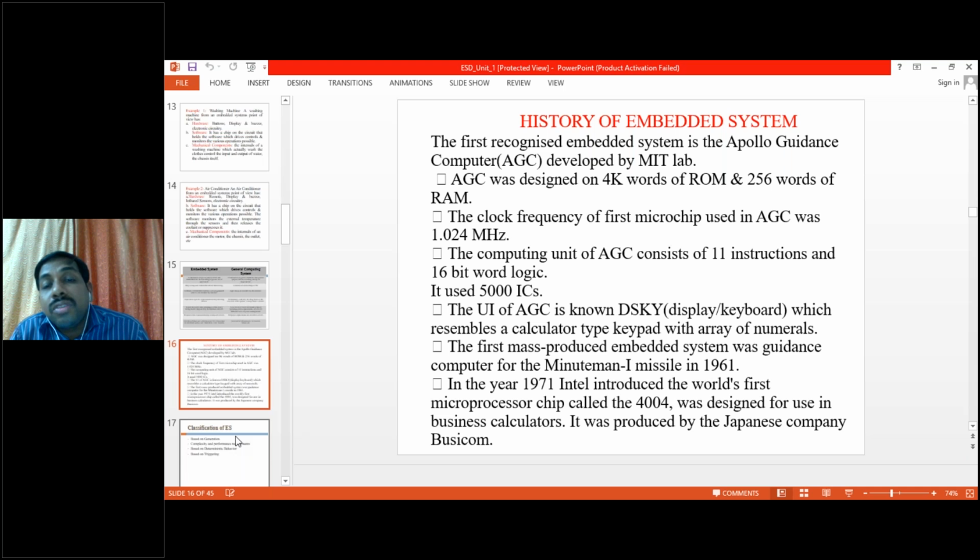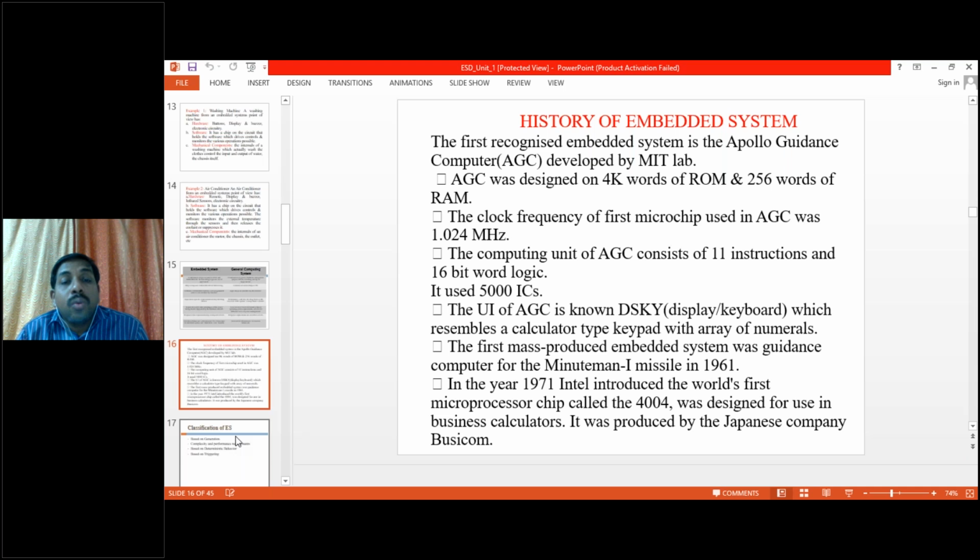The UI of the AGC is known as DSKY, the display keyboard, and it is similar to your calculator keypad with a large number of keys. So this is the first Apollo Guidance Computer. First they developed this, and this was all the hardware part. The next embedded system they evolved was the mass produced embedded system for guiding the Minuteman missile in 1961. So the evolution of embedded systems began with these two systems.